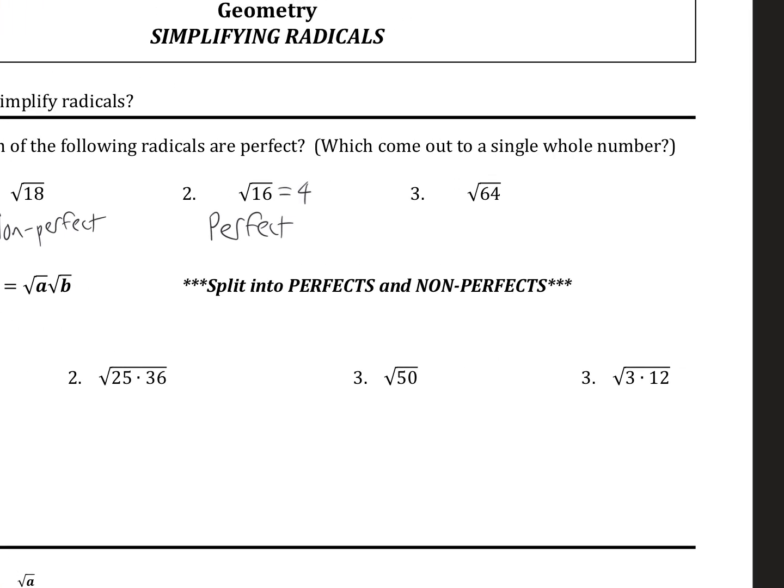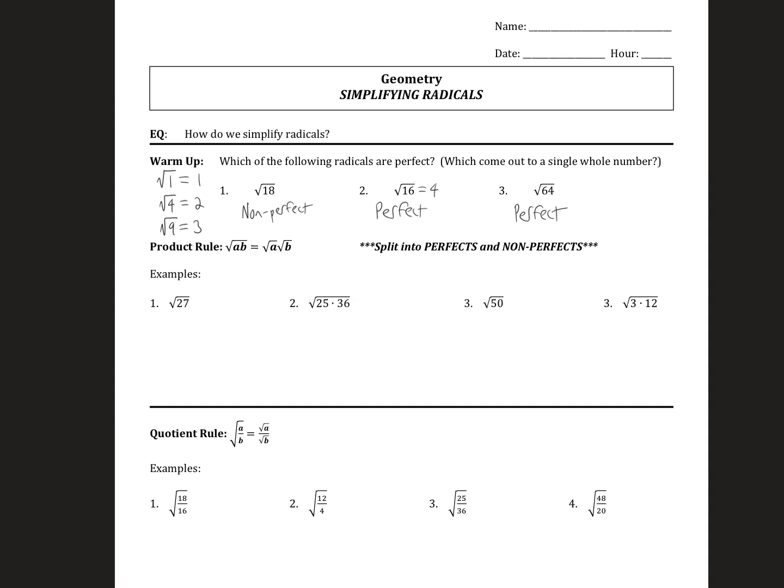How about number 3, square root of 64? That is a perfect square, because the square root of 64 is what? It is 8. Very cool.